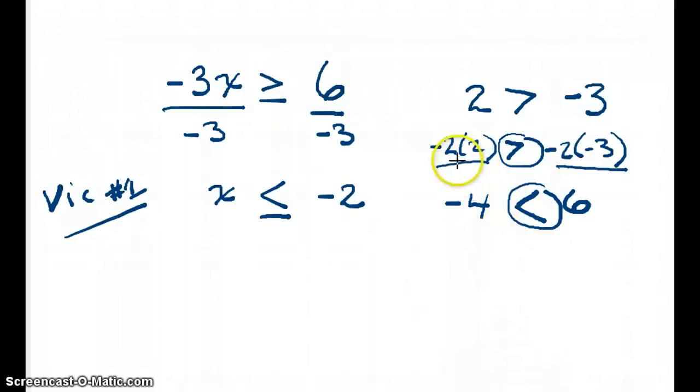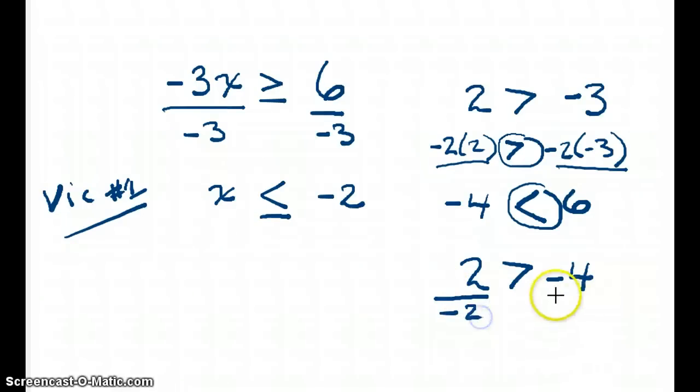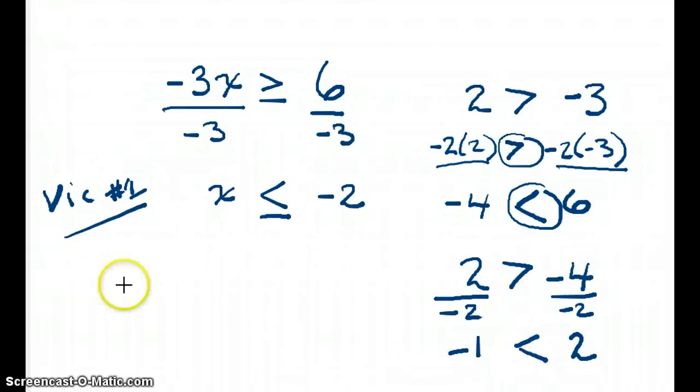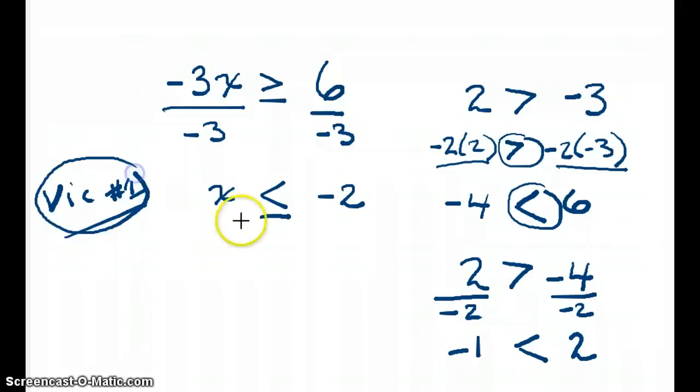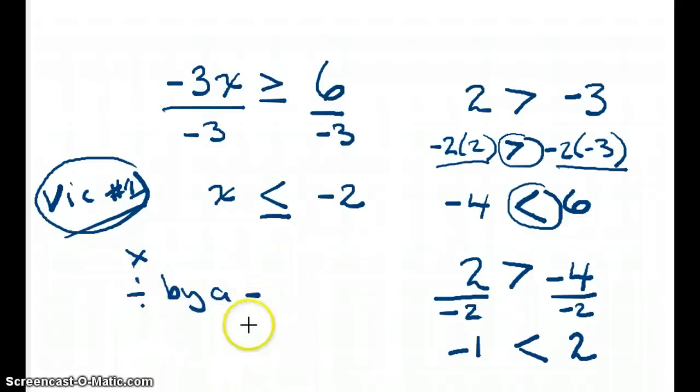Now that not only works for multiplication, but also works for division of a negative number. Let's divide both sides by negative 2. Now I end up with negative 1, and I end up with 2. I don't think there's anybody here who'd say that negative 1 is greater than 2. Again, we have to flip the sign. So very important concept number 1. When we multiply or divide by a negative, we flip the sign, or we flip the inequality.